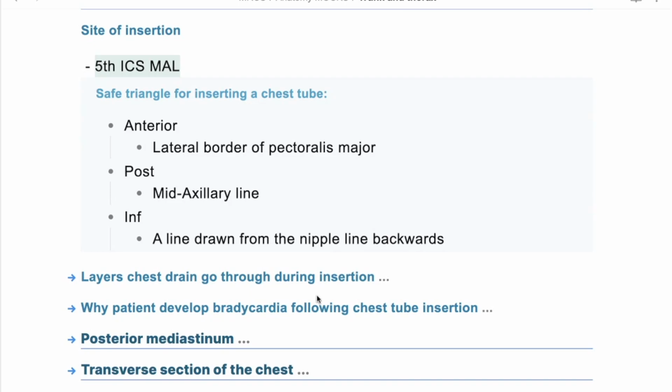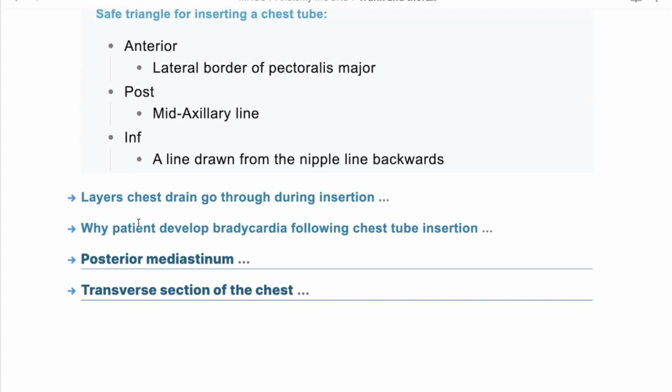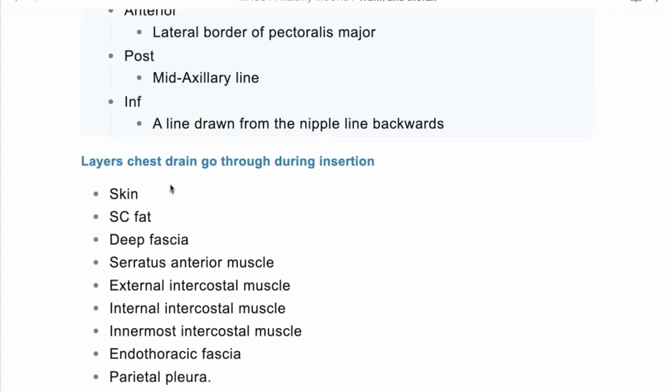Skin, subcutaneous fascia, intercostal muscles, and intercostal space, and then the pleura of the lung, between the parietal and visceral layers of the pleura. Okay. I'm pretty sure that you started everything very well, but probably you didn't read this question before. So it's skin, subcutaneous fascia, and then deep fascia, and then serratus anterior muscle. The intercostal muscles would be the external intercostal muscle, internal intercostal muscle, and innermost intercostal muscle. And then you have the endothoracic fascia, and then the parietal pleura.